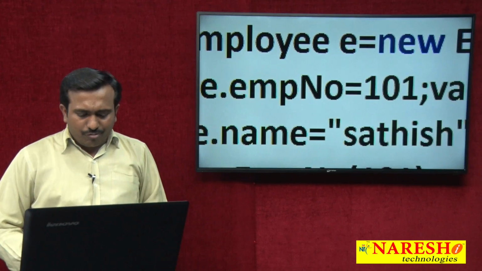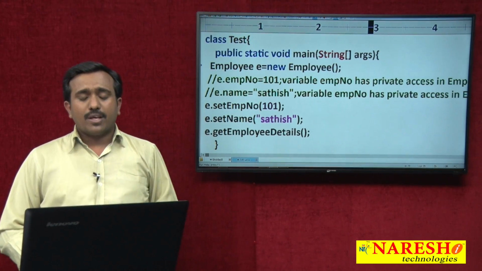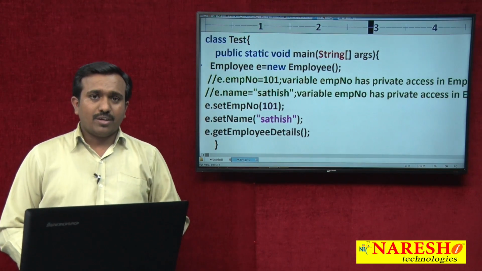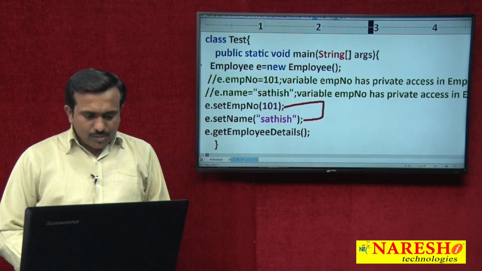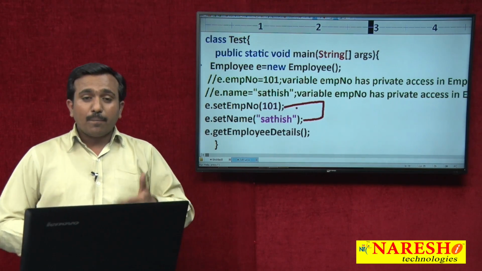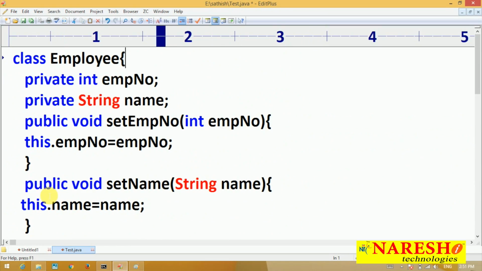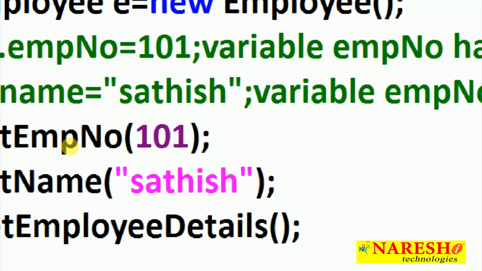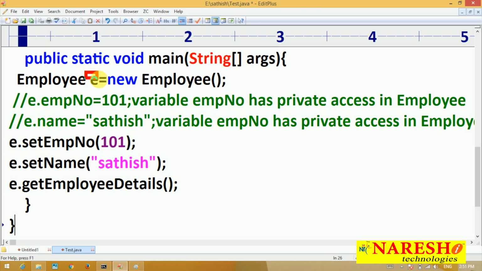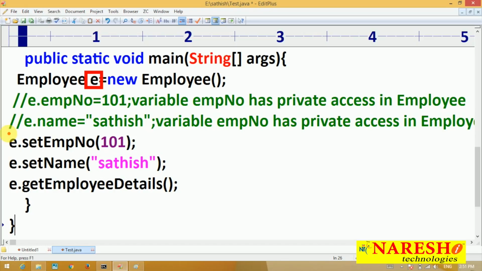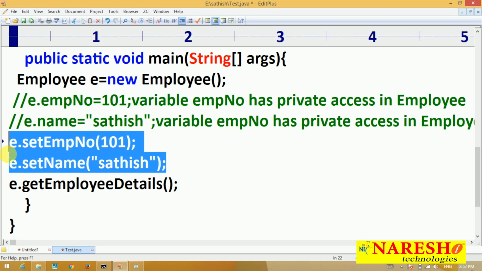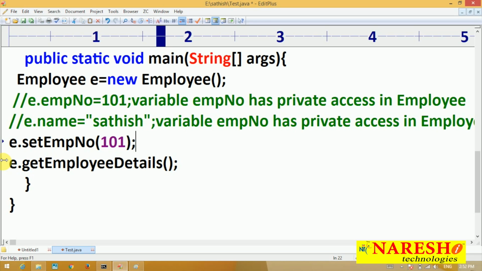So to provide the initialization for employee number and name, I already defined two methods, set emp number and set name. By calling these two methods, I am providing the initialization for emp number and name. I am calling them with the help of this employee object, and these two are non-static methods. Non-static methods are possible to call only with the help of an object reference. Here I am using the object reference E.